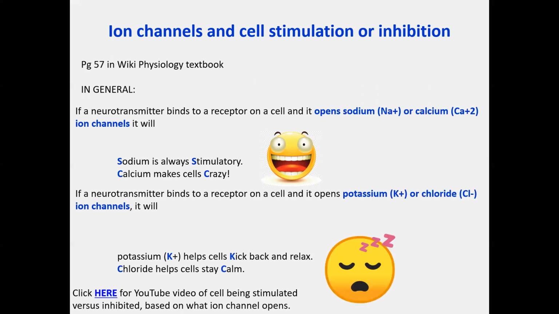The opposite, if it's potassium or chloride ion channels: potassium, which is a letter K, helps cells kick back and relax. It inhibits them. Remember how I talked about too much potassium in the blood makes your heart rate go down dangerously? It's used in the lethal injection, so it definitely inhibits your heart cells. Chloride, with the C, helps cells stay calm. If you remember that, you'll never go wrong with those.